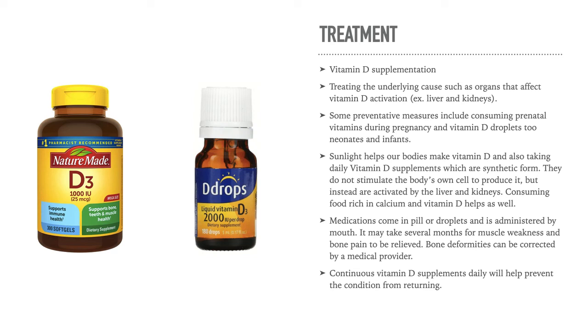They do not stimulate the body's own cells to produce it, but instead are activated by the liver and the kidneys. Consuming food rich in calcium and vitamin D helps as well. These medications come in pill or droplet form and are administered by mouth. It may take several months for muscle weakness and bone pain to be relieved. Bone deformities can be corrected by a medical provider. Continuous vitamin D supplementation daily will help prevent the condition from returning.